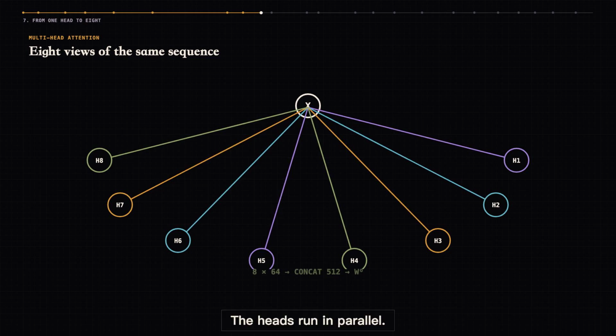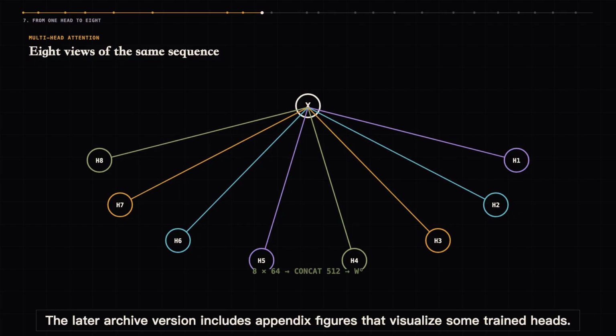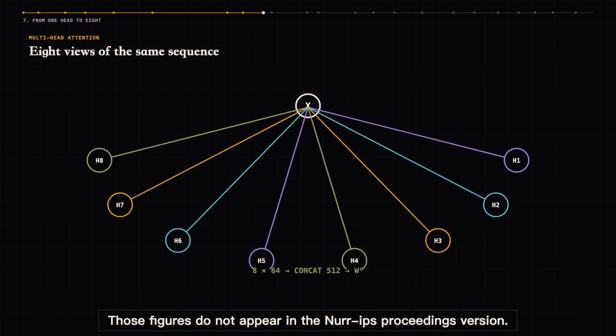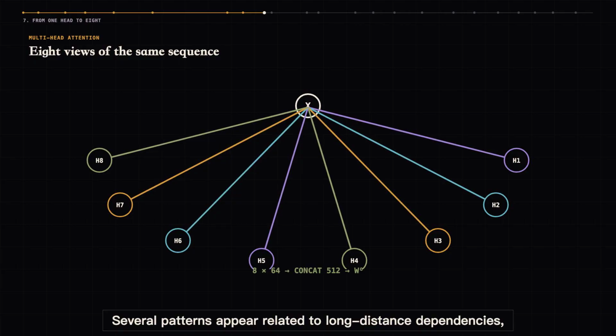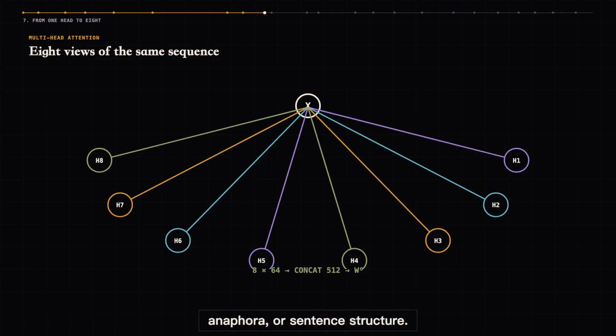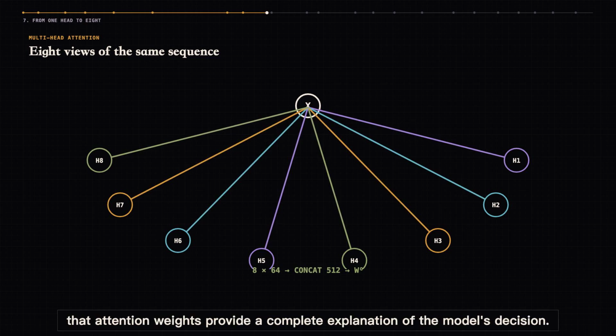The heads run in parallel. They are not 8 sequential reasoning steps. The later archive version includes appendix figures that visualize some trained heads. Those figures do not appear in the NeurIPS proceedings version. Several patterns appear related to long-distance dependencies, anaphora, or sentence structure. The wording matters. An attention pattern can be suggestive, but the paper does not prove that one head is a fixed grammar module or that attention weights provide a complete explanation of the model's decision.